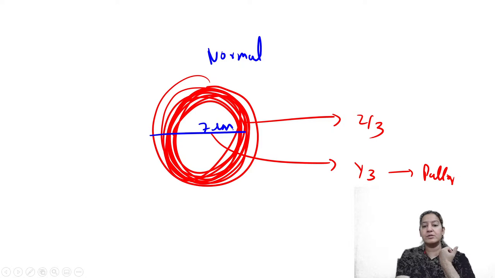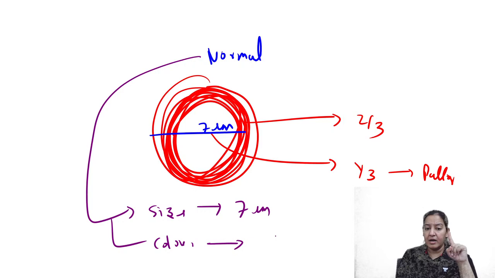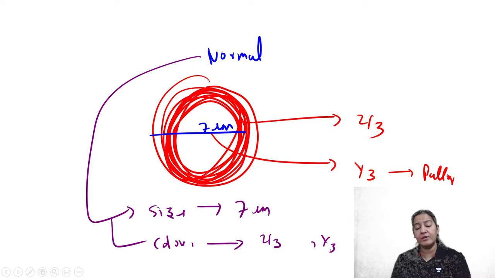So the size and color of a normal RBC is this. So tell me, what is the summary? What is the size of normal RBC? And what is the color of normal RBC? Who will tell me? What is the size? Size is 7 micrometer. And what is the color? Color is peripheral two-third color, but central one-third is empty. It is pallor. Peripheral two-third has hemoglobin. That's why it is colored.